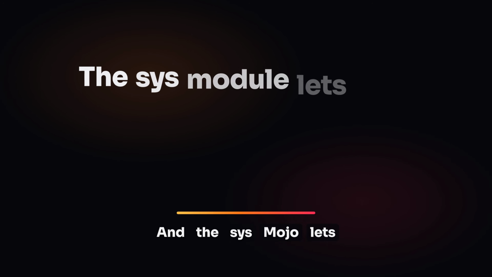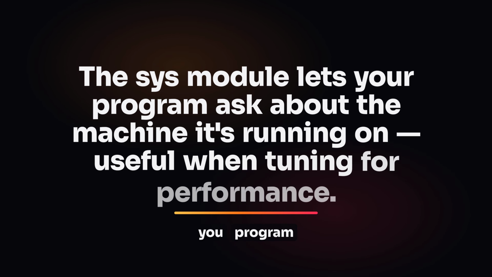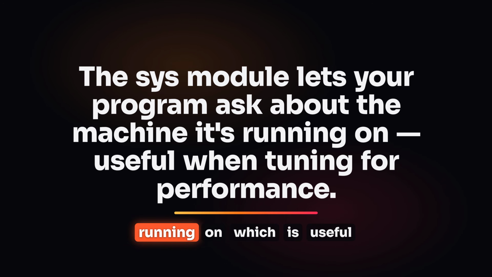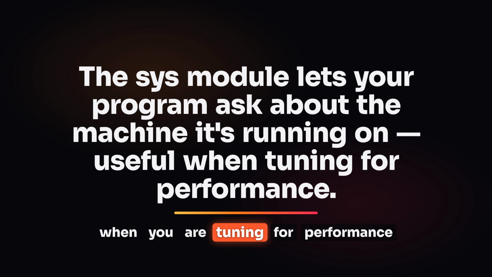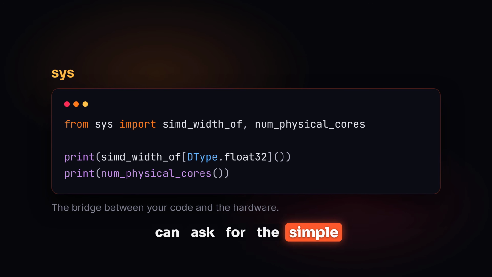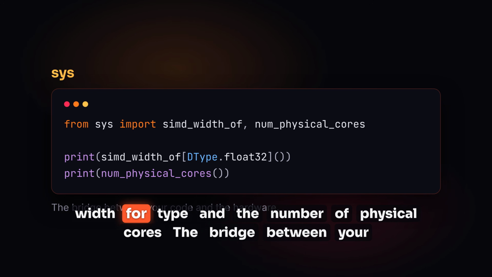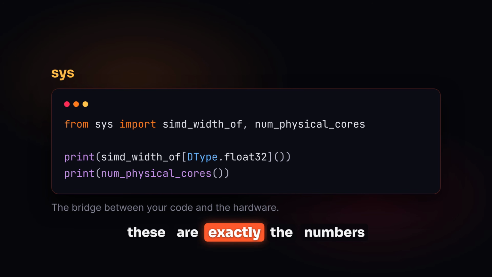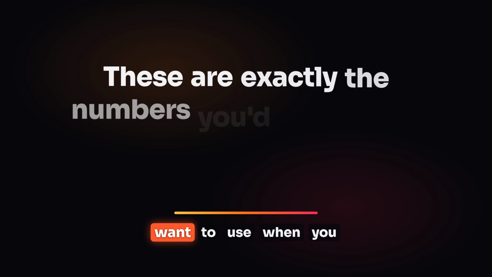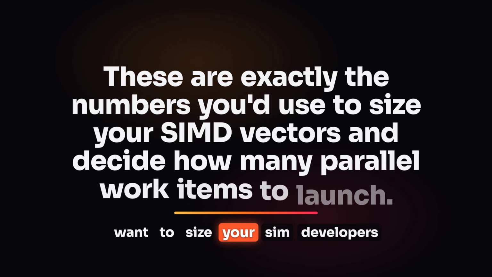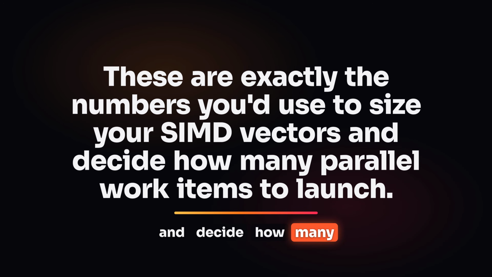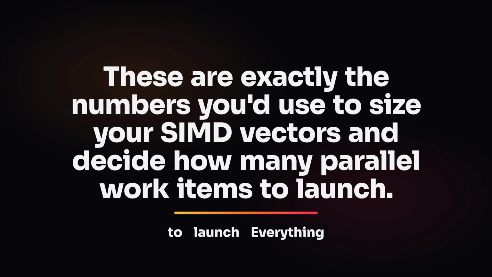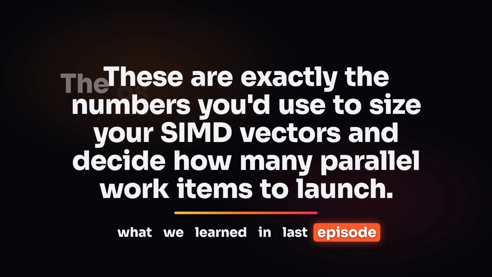And the sys module lets you ask about the machine it's running on, which is useful when you are tuning for performance. You can ask for the SIMD width for a type and the number of physical cores, the bridge between your code and the hardware it runs on. And these are exactly the numbers you would want to use when you size your SIMD vectors and decide how many parallel work items to launch. Everything we learned in the last episode.